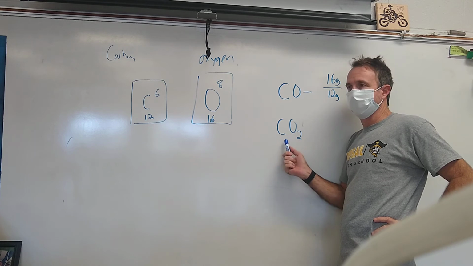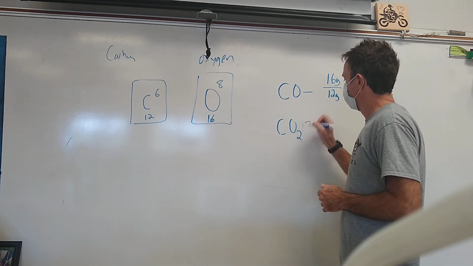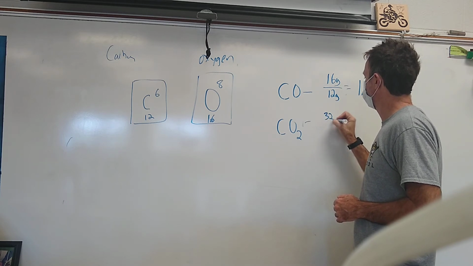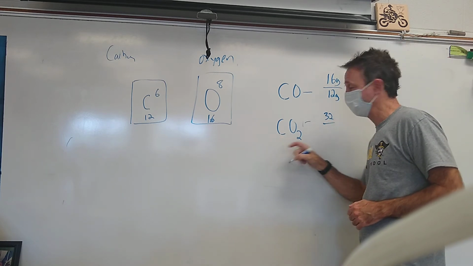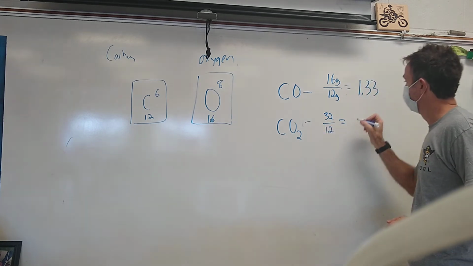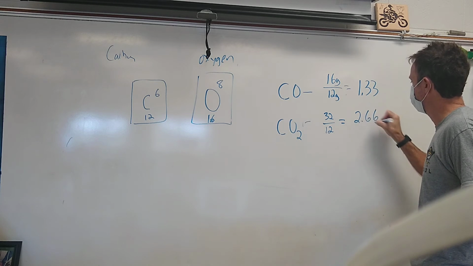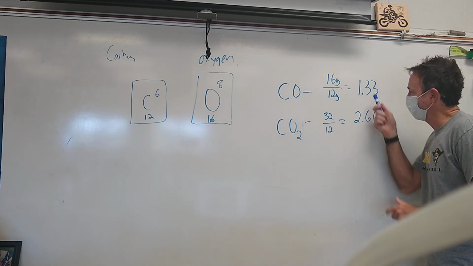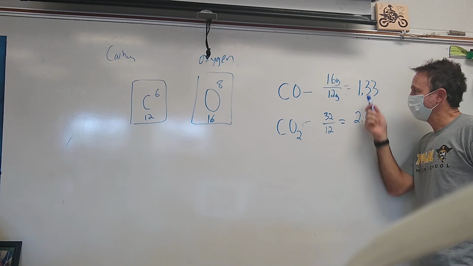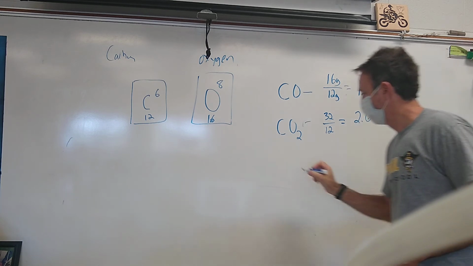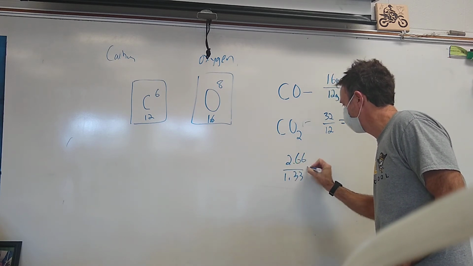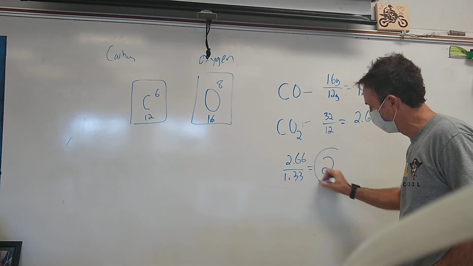Let's look at the ratio of masses here. There's 2 oxygens here, so that's going to be 32, and there's still only one carbon. 32 to 12. 32 to 12 gives you 2.66. Now, do you mathematically see something that could happen with these two numbers? They're evenly divisible. Check it out. 2.66 divided by 1.33 gives you an even number, 2.